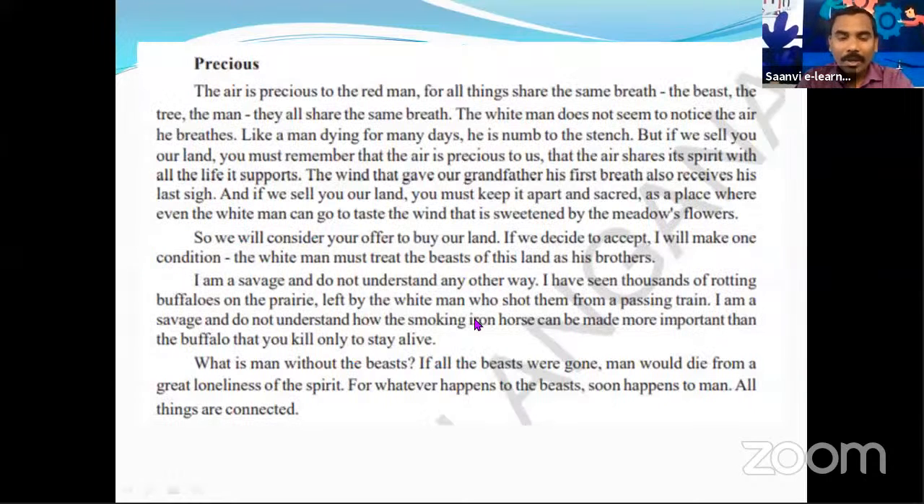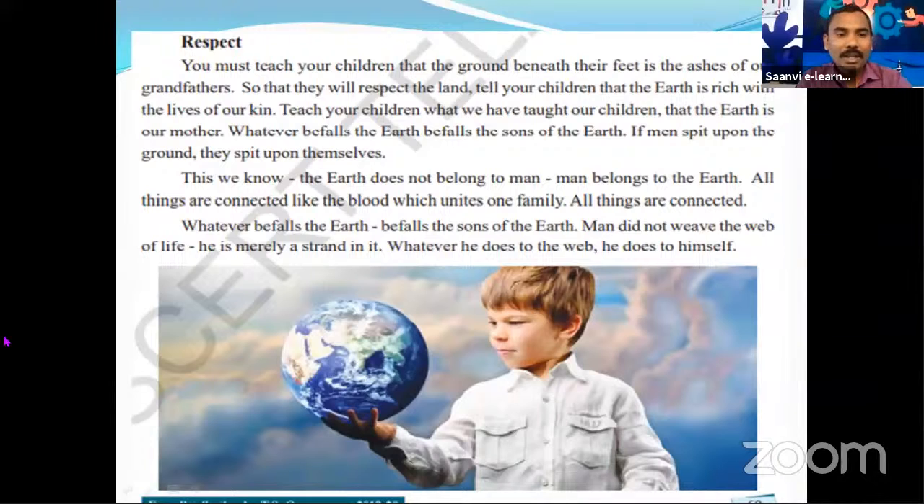This part we finished in the previous session, and here we go from this paragraph. You must teach your children that the ground beneath their feet is the ashes of our grandfathers. Here the red man of North America is telling the American government that anyhow we are going to hand over the land to you. You are forcing us to sell our lands to you. That's why you must teach your children. The red men are asking the white people to teach their children that the ground beneath their feet, the ground where they are standing.